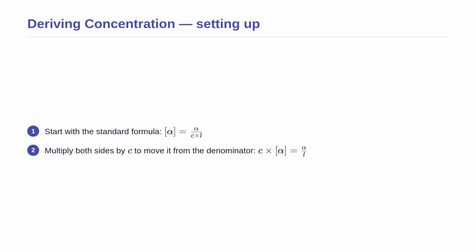To begin moving variables around, we first multiply both sides of the equation by C. This brings the concentration out of the denominator and places it on the left side, multiplied by the specific rotation. This intermediate step sets us up perfectly to isolate the concentration completely.